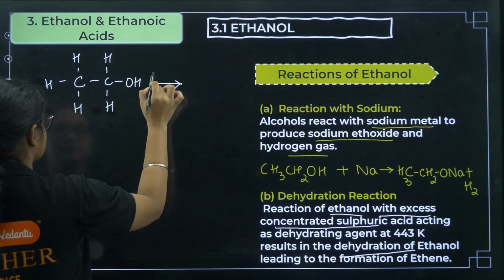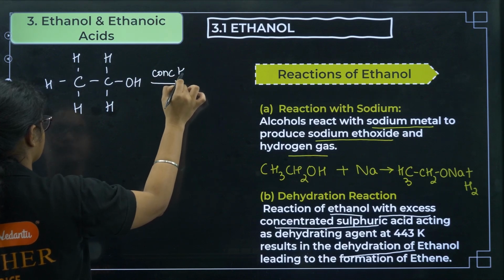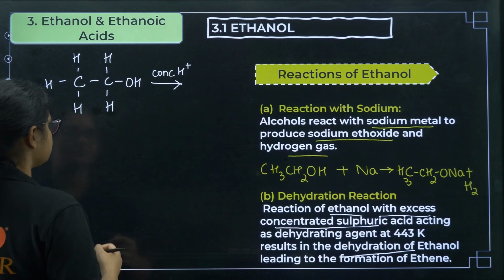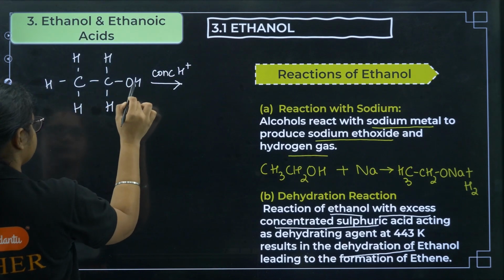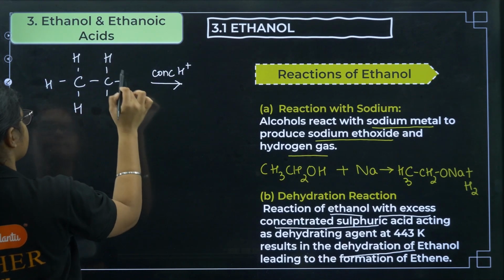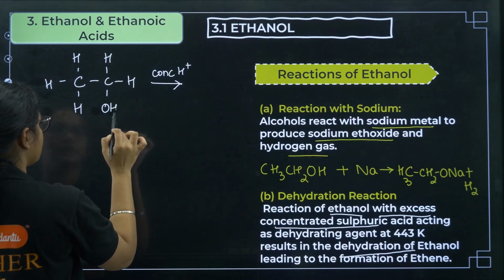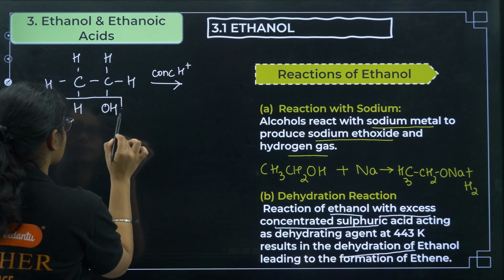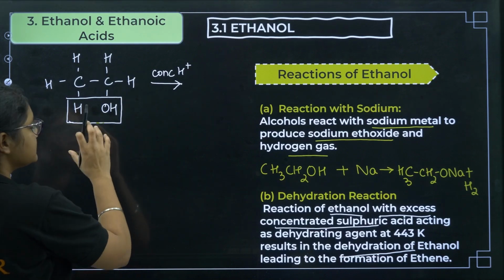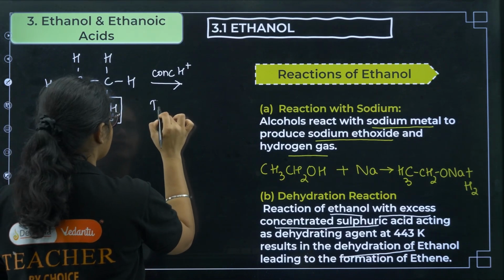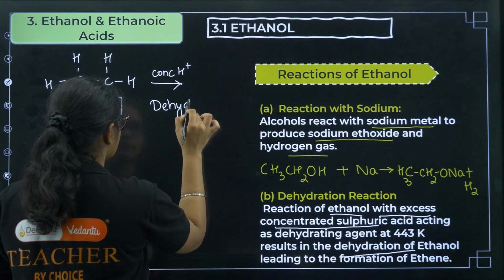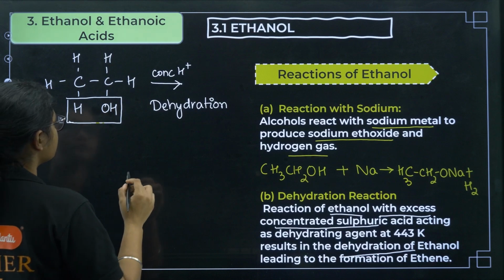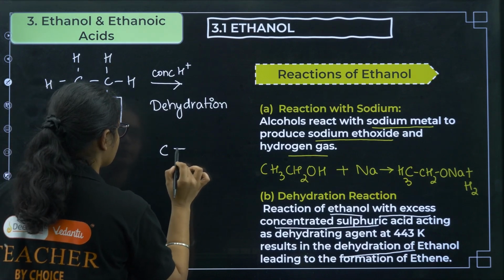Now if you use concentrated H2SO4, that will give you acid. In this case, I'll draw it in another way. This side I'll keep H, this side OH. What happens when you put this acidic H plus, this group is removed, or it undergoes what? Dehydration. Now if it undergoes dehydration, we'll find a double bond here.